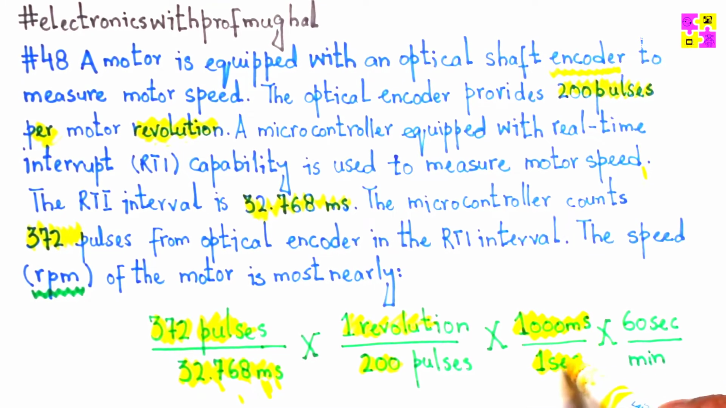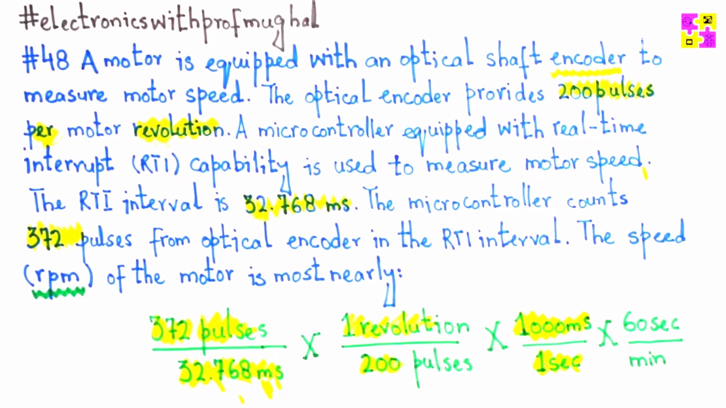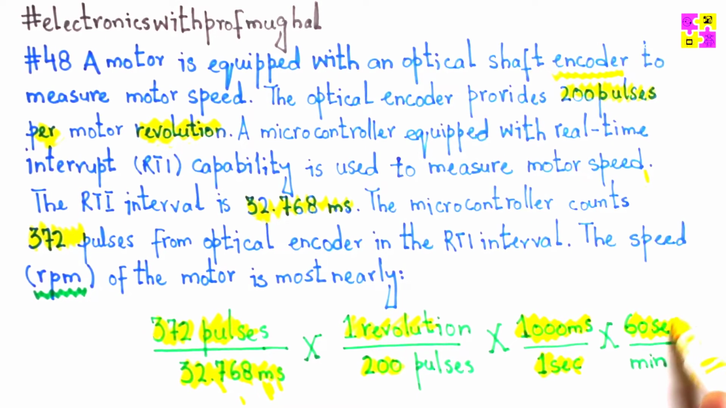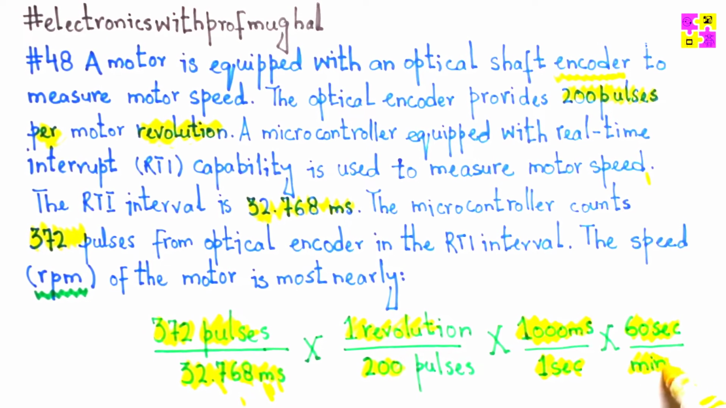Now that we have converted into seconds, I need to convert that into minutes. So I divide this by 60 also, because it's in the denominator. Now it becomes a numerator, correct? So therefore, I have 60 seconds here, which will convert that into minutes.